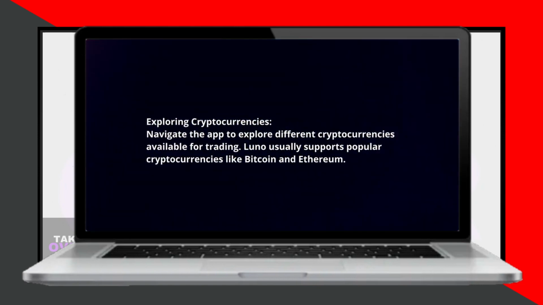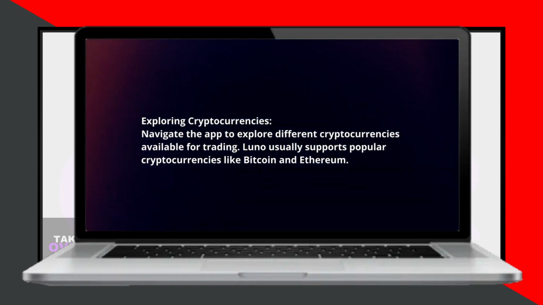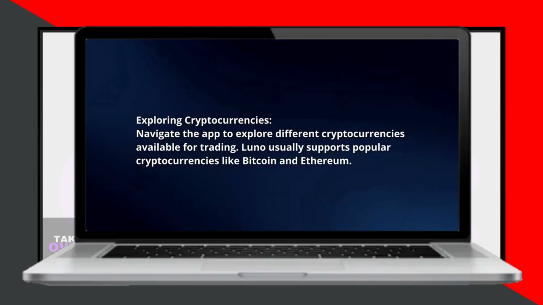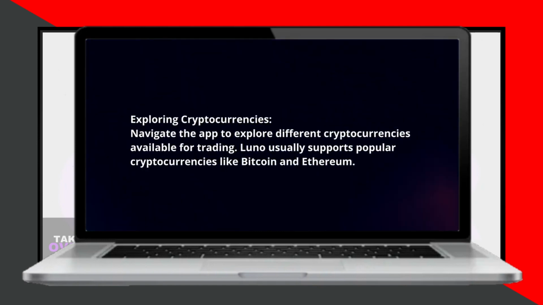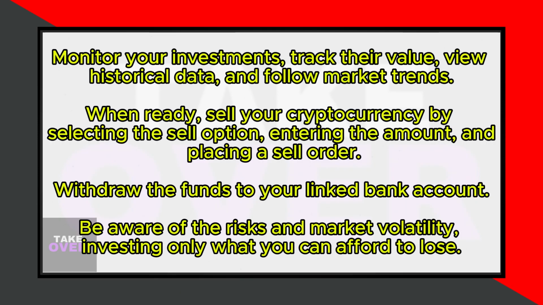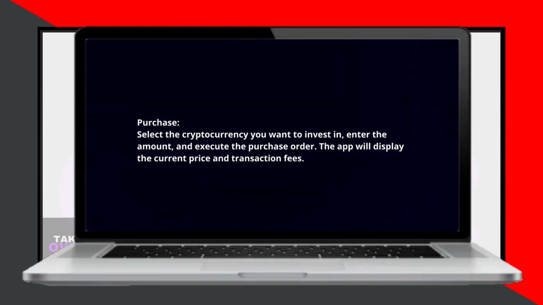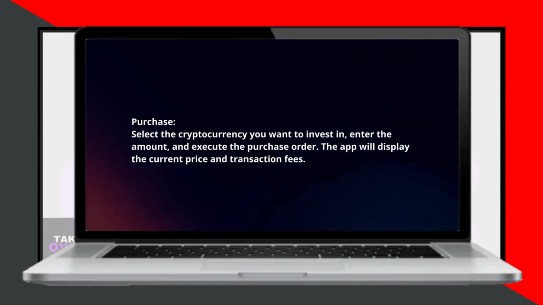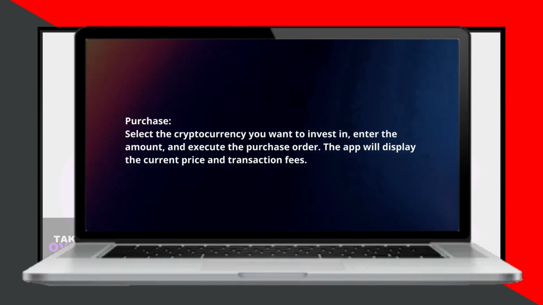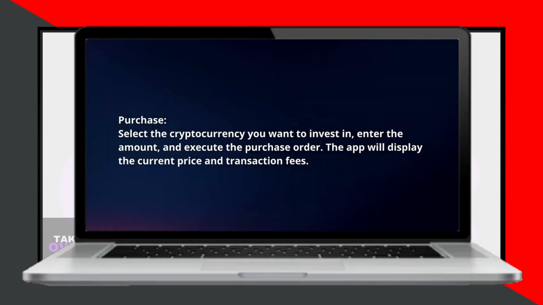With funds in your account, you can now explore the various cryptocurrencies available for trading on Luno. The app typically supports popular cryptocurrencies like Bitcoin and Ethereum. When you're ready to make a purchase, select the cryptocurrency you want to invest in, enter the amount, and execute the purchase order. The app will display the current price and the details of the transaction.